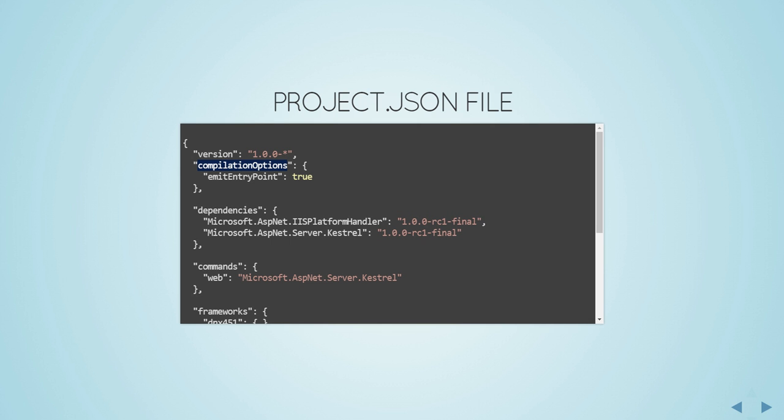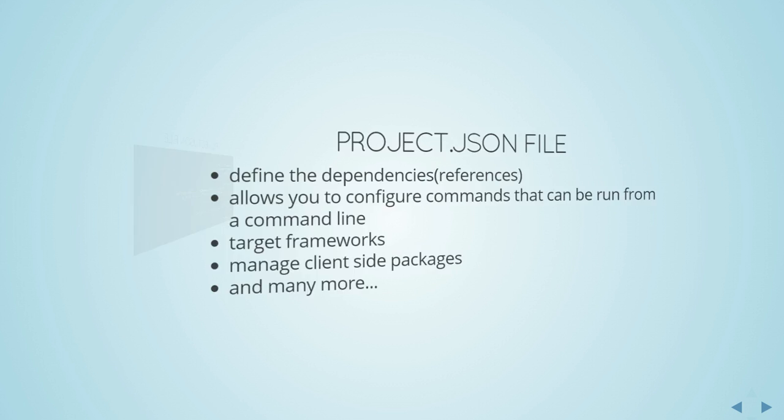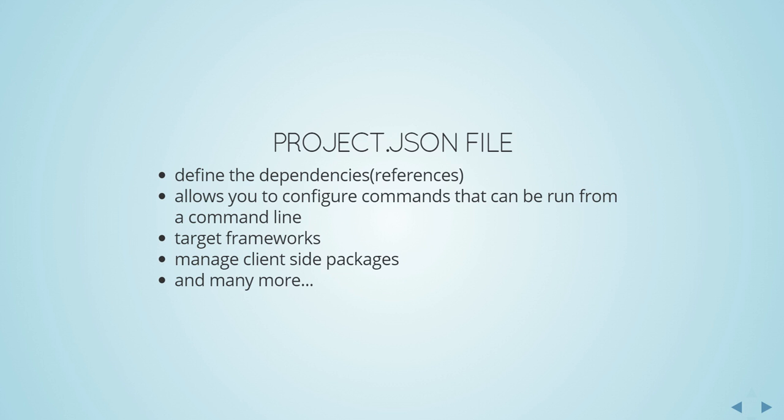That kind of changes the basics of what you normally used to do with the web.config file. And the project.json file, just to summarize, defines the dependencies, basically references, and it allows you to configure custom commands. So you can run your application from a command line, or you can just start up your application from a command line.